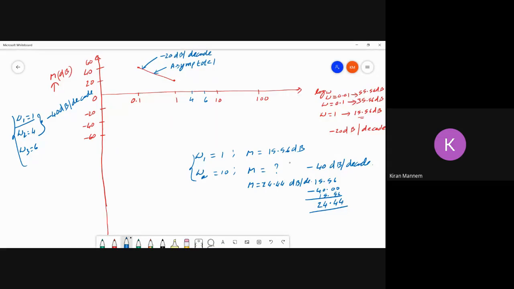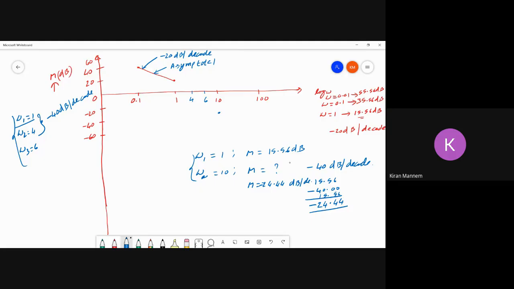So here we will get minus 24.4 dB. So let us find out that 24.44 dB. So I need 24, so I should identify the point here. Okay. So all of you use the graph sheet so that you can easily draw these points.